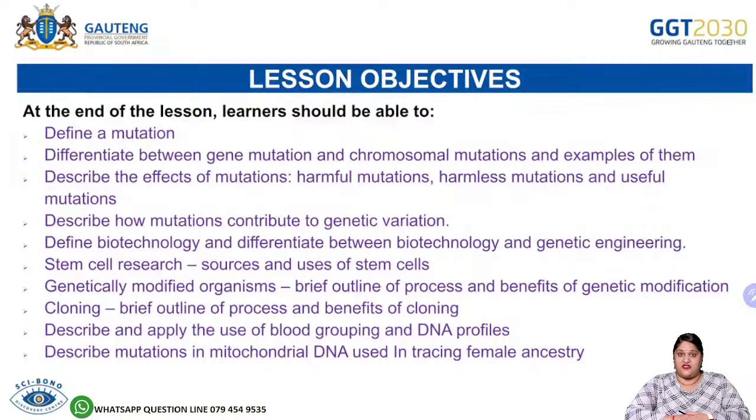Define biotechnology and differentiate between biotechnology and genetic engineering. Stem cell research, genetically modified organisms, cloning, and you should be able to describe and apply the use of blood groups and DNA profiles. And lastly, describe the mutations in mitochondrial DNA used in tracing female ancestry.